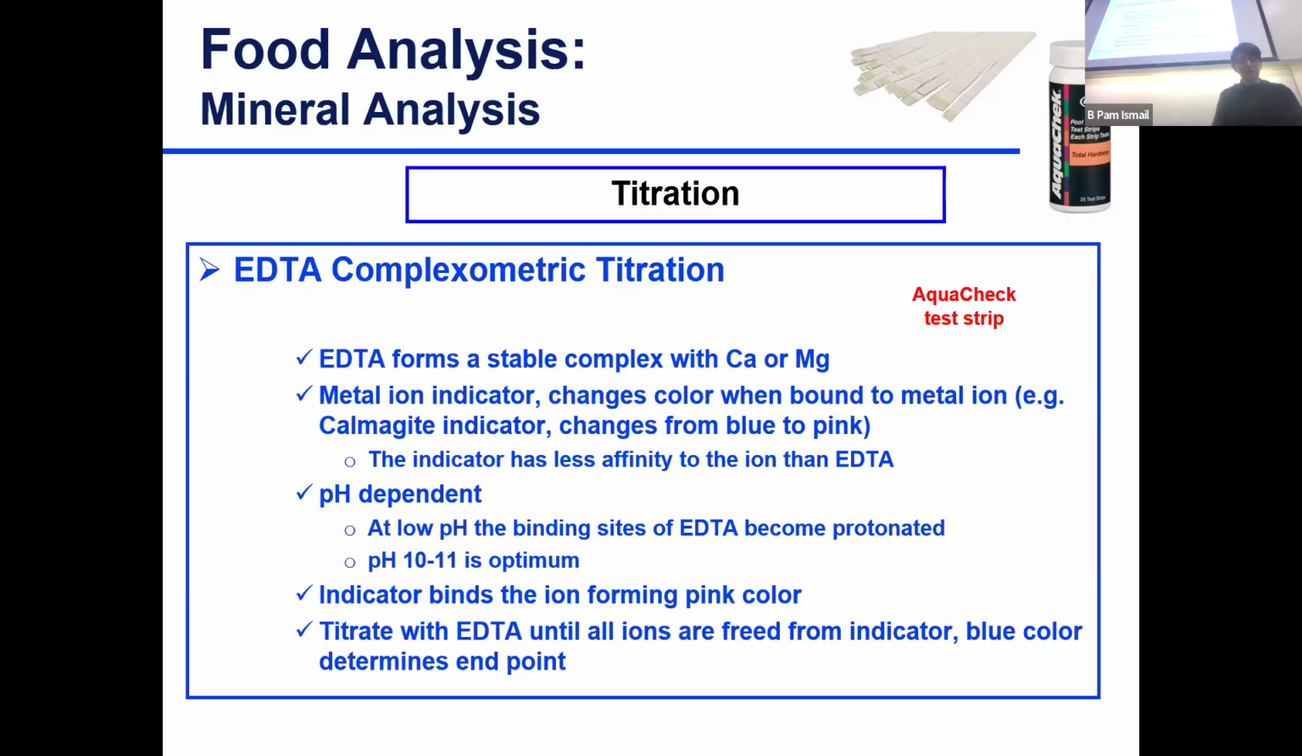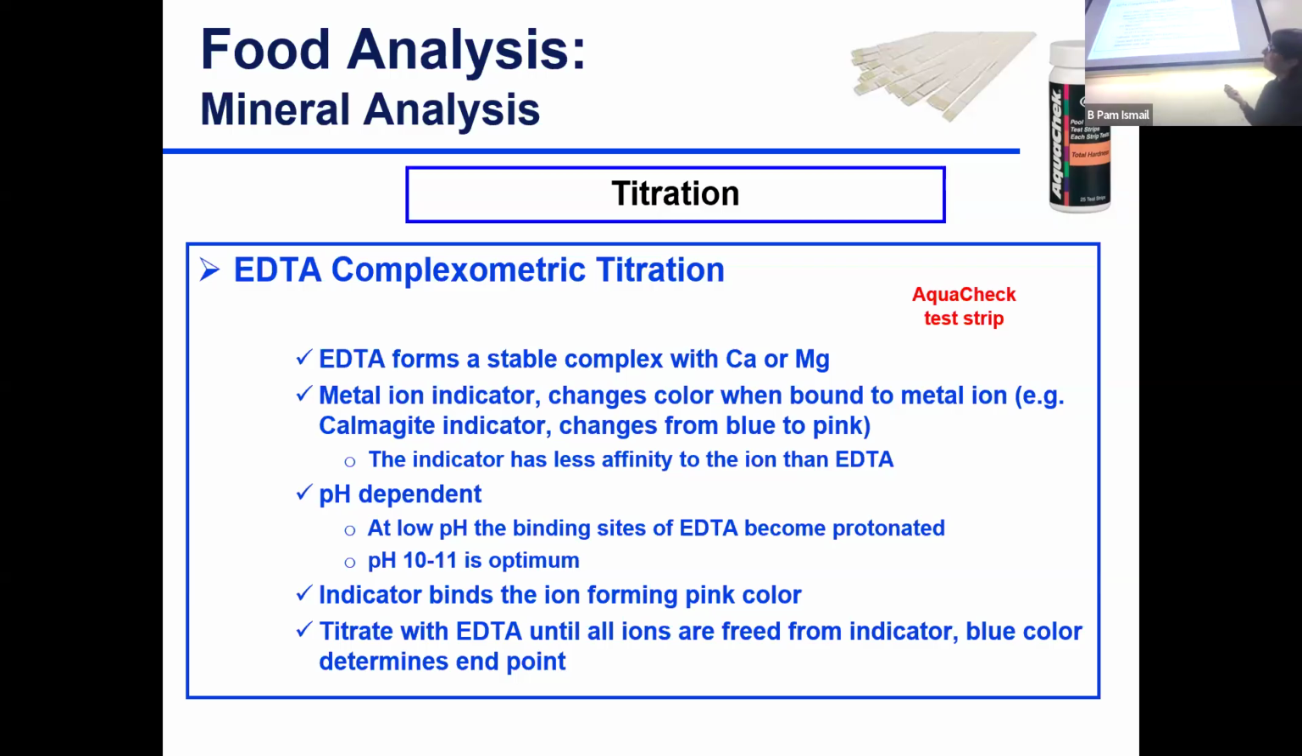Okay, so the concept is simple. You put the water, you have the indicator, it changes from blue to pink because it bound that metal. Then you titrate. EDTA will displace the indicator and bind to the calcium or magnesium. Keep titrating until all the indicator has been freed, so no longer any ion attached to it, then it changes back its color to blue. And that's the end of your titration.